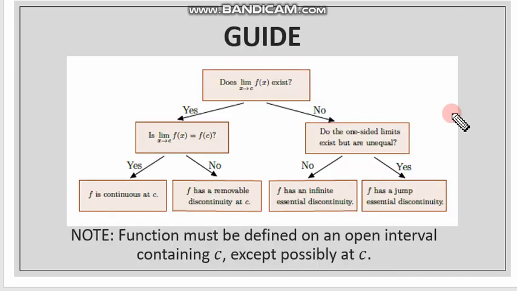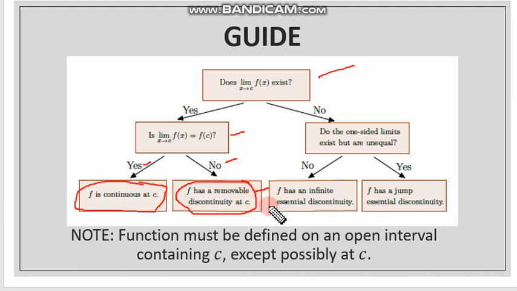Okay, so here's the summary. Take this guide to determine the type of discontinuity. First question, does the limit exist at x is equal to c? If the answer is yes, another question to be asked: is the limit of f of x as x approaches c equal to the f of c? If your answer is still yes, then our function is continuous at c. But if your answer is no, it means that your function has irremovable discontinuity.